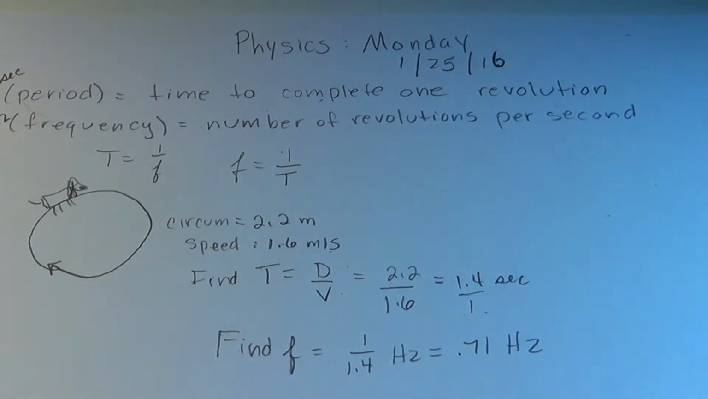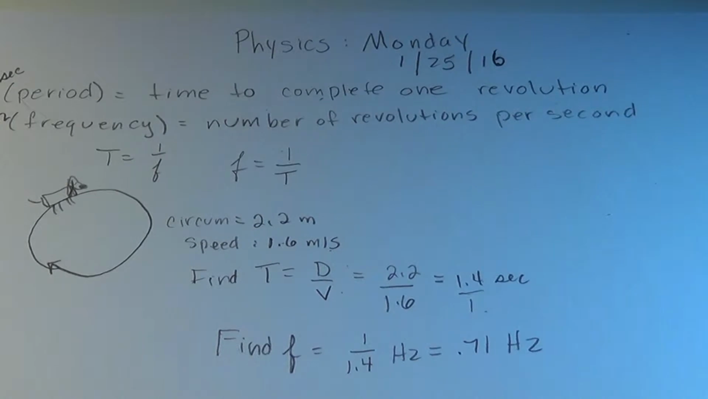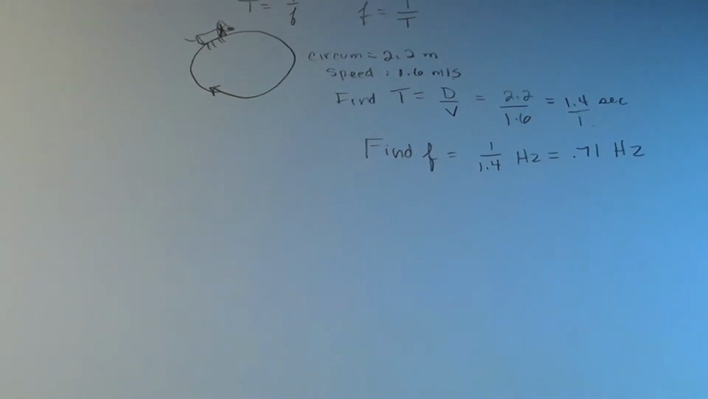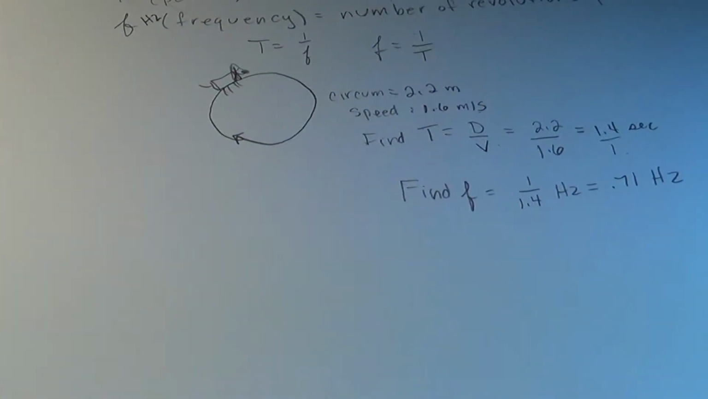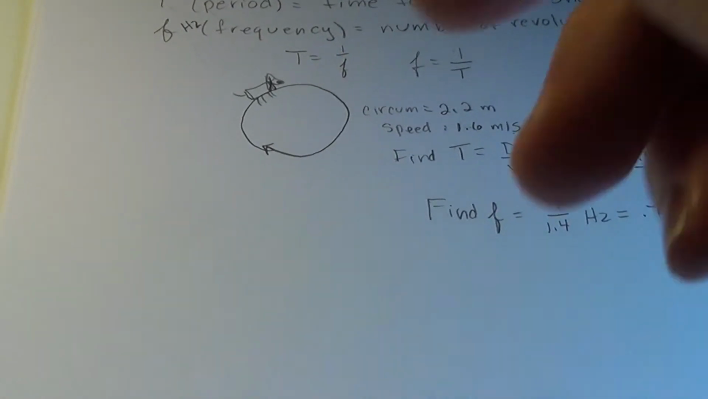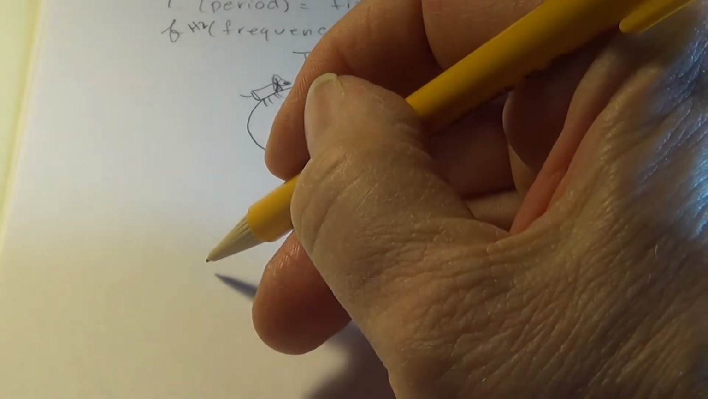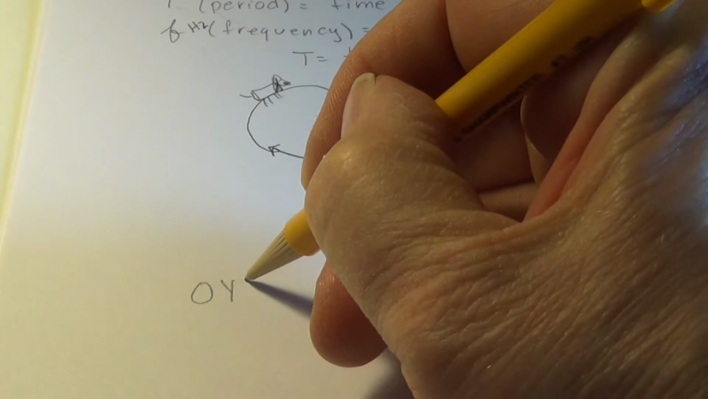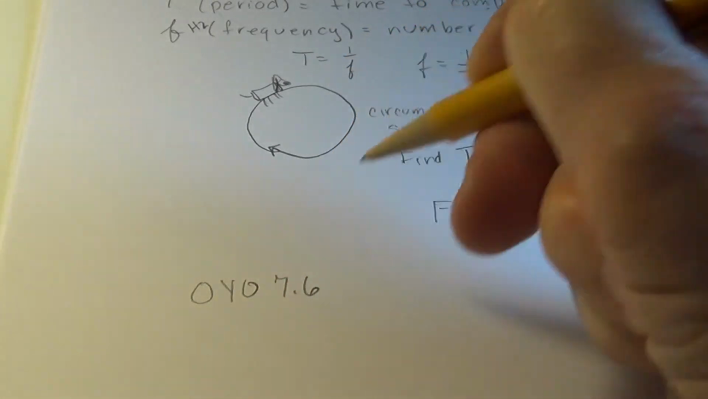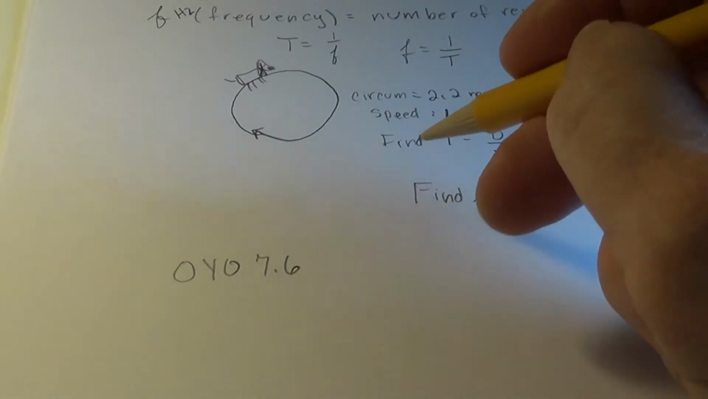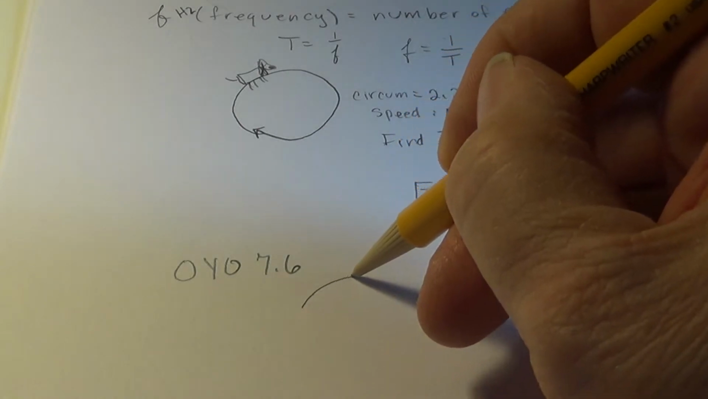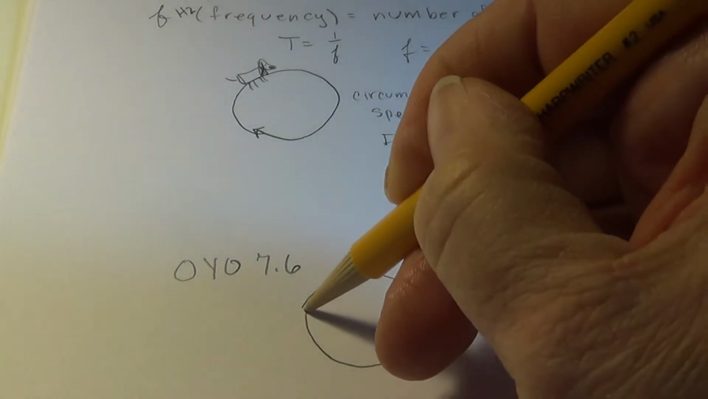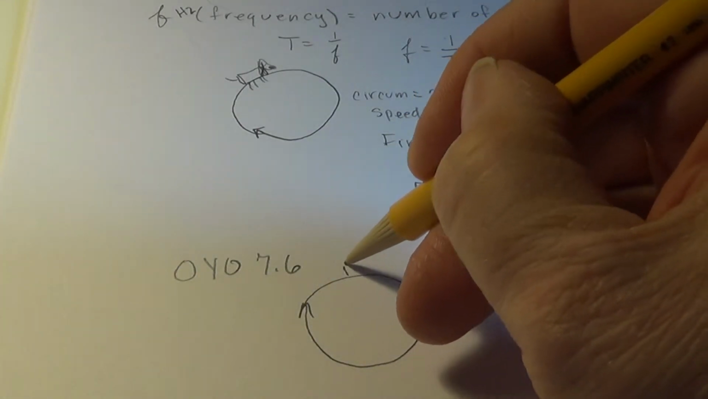Alright, so I tried a problem. Now you try one. I'll give you this problem to do, and see if you can get it, and bring it to class next time. So, OYO 7.6. You probably don't have your books. I'll describe the problem. It is a train this time. Again, everything is in a circle, this mod.